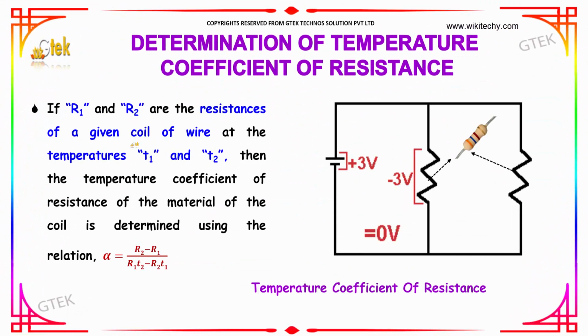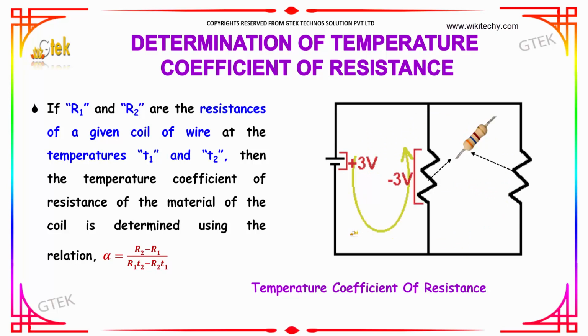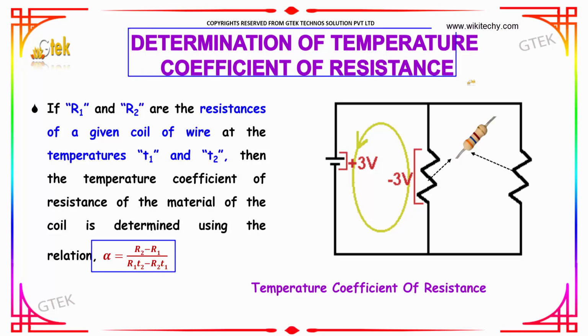If R1 and R2 are the resistances of a given coil of wire at the temperatures T1 and T2, then the temperature coefficient of resistance of the material of the coil can be determined using the formula alpha is equal to the difference in the resistances, R2 minus R1, divided by R1 into T2 minus R2 into T1. This is the determination of the temperature coefficient of resistance.